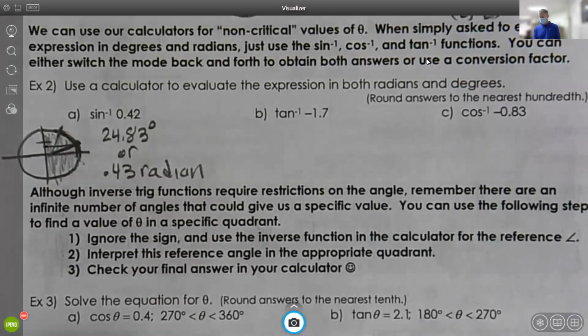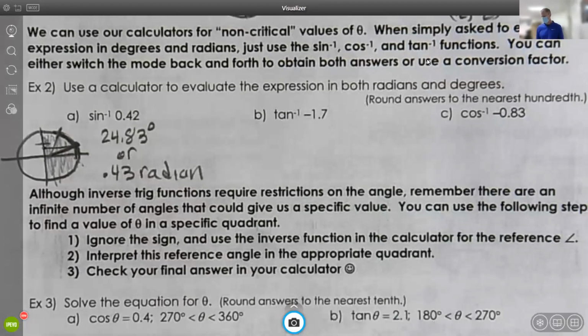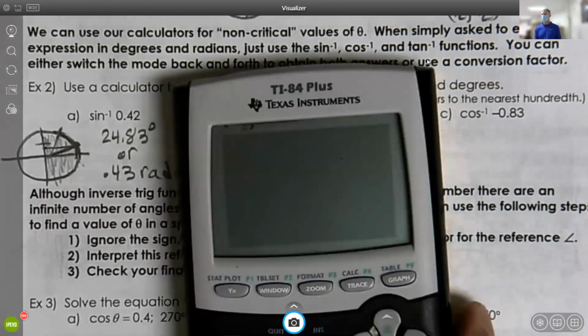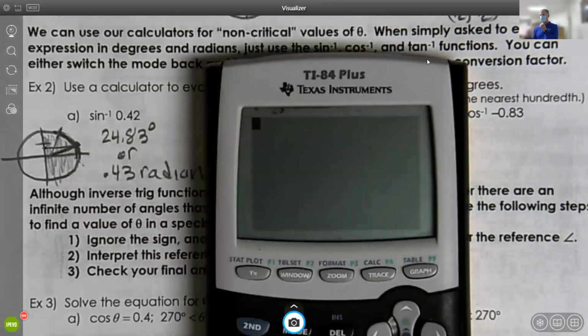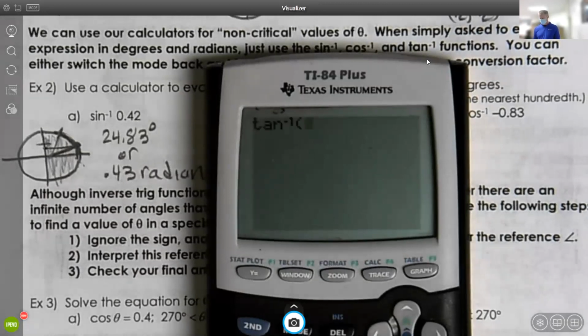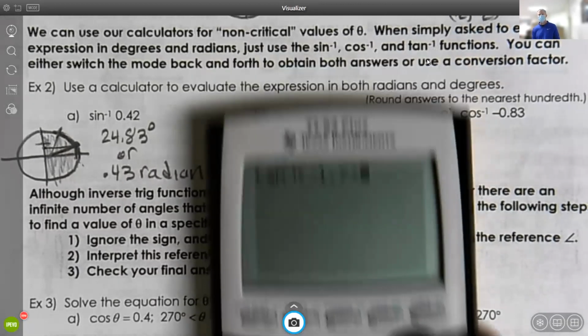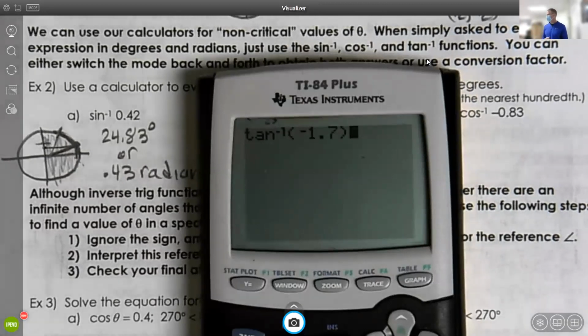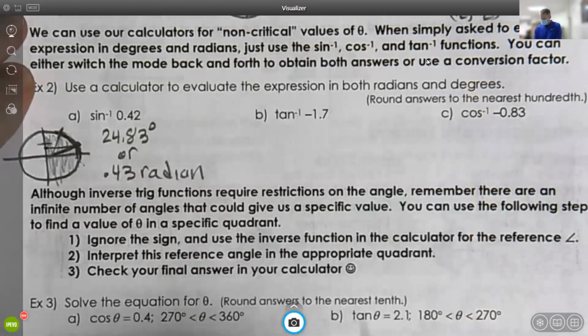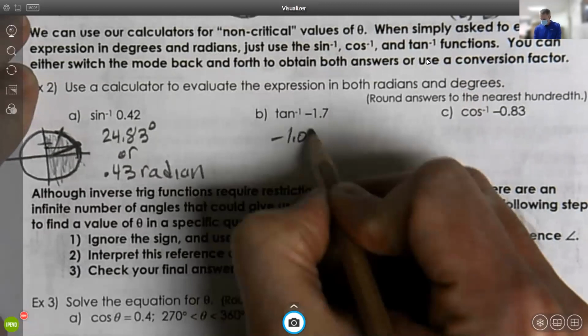Okay, now we have tangent. Where is tangent? Tangent's always a tough one to draw because you're doing a fraction of y over x, where y over x gives you numbers. So you really just need your calculator. So you're doing tangent inverse of -1.7. Okay, remember we're in radian right now. So our answer is in radian. So we get -1.04 radian.